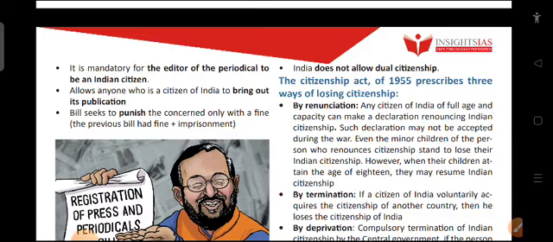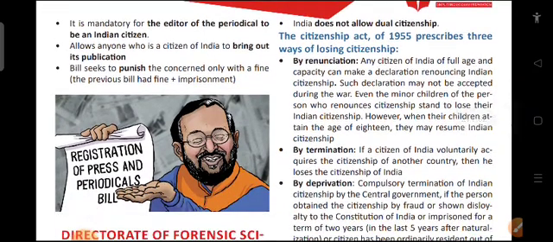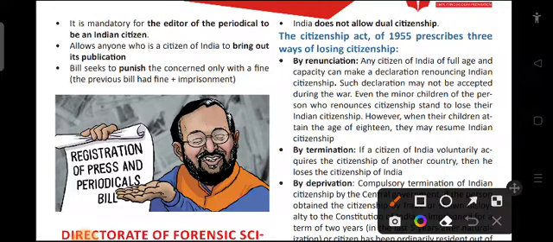India does not allow dual citizenship. That's why people give up their Indian citizenship. The Citizenship Act of 1955 prescribes 3 ways of losing citizenship. So these are something which are covered in our Lakshmikant and static part.